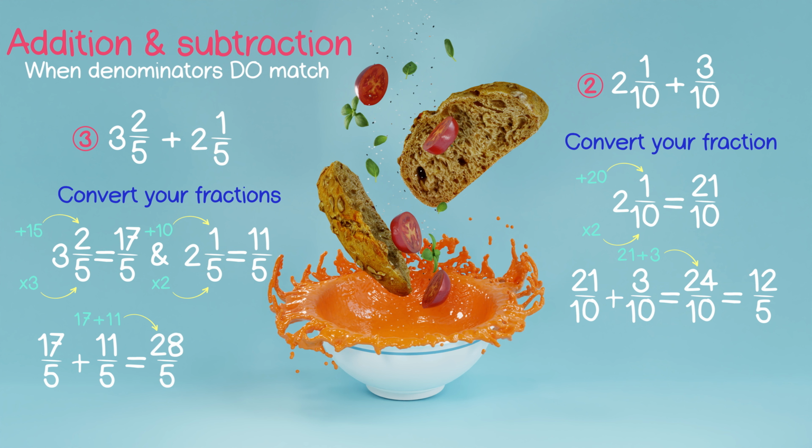And then we check and see if we can leave this as a mixed fraction. 28 divided by 5 is 5, with a remainder of 3, as 5 times 5 is 25, with 3 left. So as a mixed fraction, 28/5 is 5 3/5.